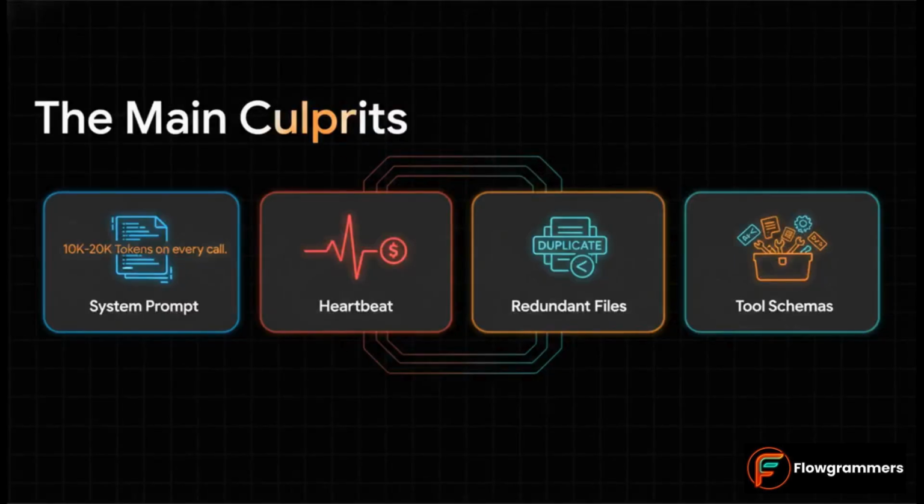And here are the main offenders in the lineup. You've got your system prompt, which can be 10 to 20,000 tokens long before you've even typed a word. Then you've got what I call the heartbeat trap. That's your agent waking up every 30 minutes on a super expensive model like Claude Opus, just to say, hey, I'm still here. You are paying top dollar for that little check-in.